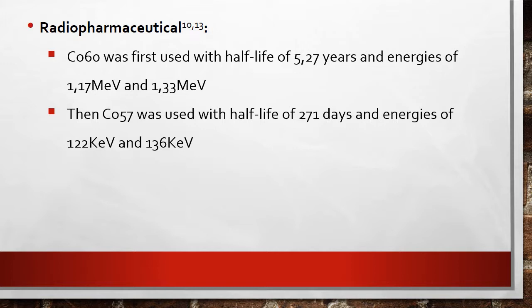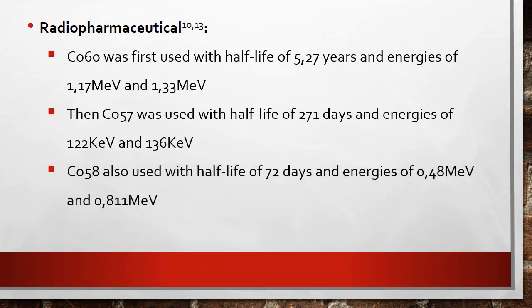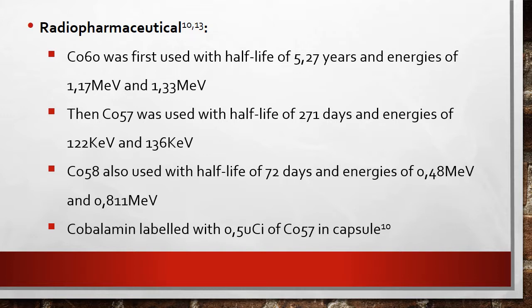Cobalt-57 has a half-life of 271 days and decays by electron capture, which emits gamma rays with energies of 122 keV and 136 keV. Cobalt-58 is used in the Dual-Isotope Schilling test, and it has a half-life of 72 days and decays by electron capture, which emits positrons with energy of 0.48 MeV and gamma rays with energy of 0.81 MeV. Cobalamin is labeled with 0.5 microcuries of cobalt-57 in the form of a capsule.